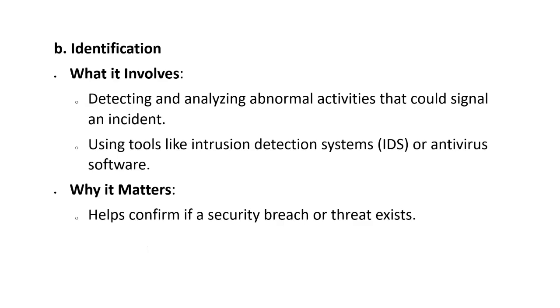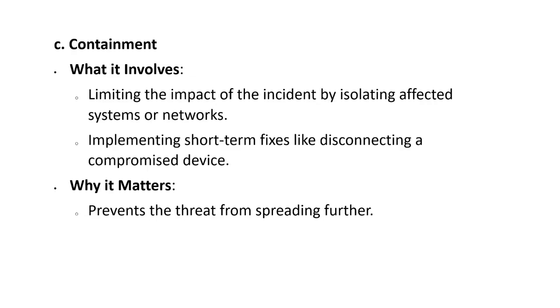B. Identification. What it involves: detecting and analyzing abnormal activities that could signal an incident. Using tools like intrusion detection systems (IDS) or antivirus software. Why it matters: helps confirm if a security breach or threat exists. C. Containment. What it involves: limiting the impact of the incident by isolating affected systems or networks. Implementing short-term fixes like disconnecting a compromised device. Why it matters: prevents the threat from spreading further.